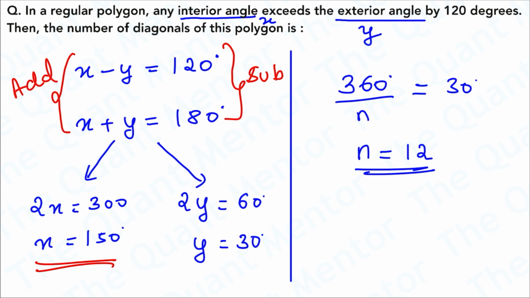And then the rest is very clear to you, I guess. n(n minus 3)/2 is the number of diagonals, that will be 54. So that's how you solve this given question, a very simple one, and the answer is 54.